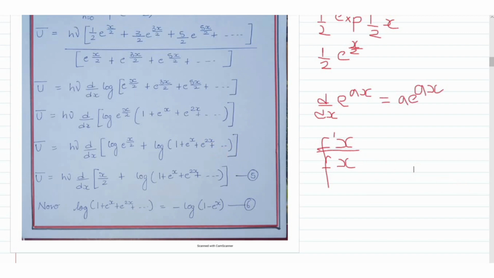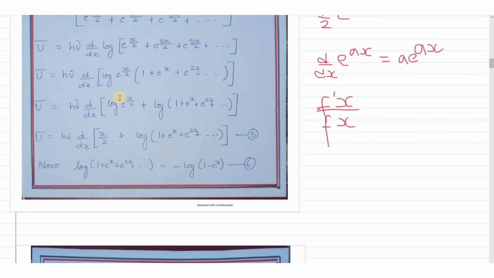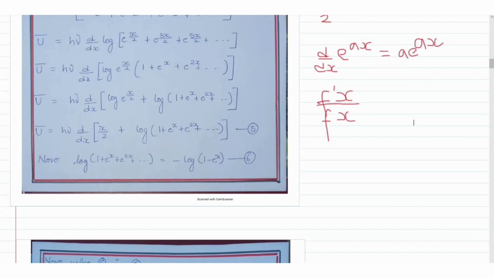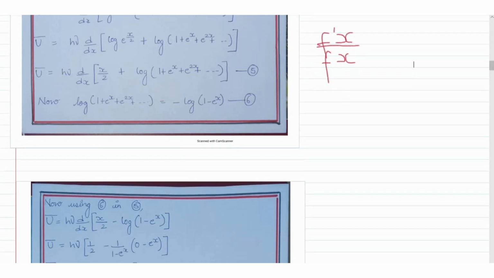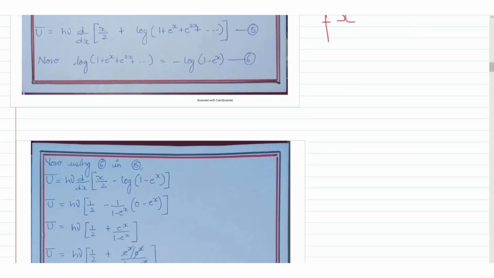U bar is equal to h nu d by dx of, we know that log and e get cancelled out, so x by 2 plus log of 1 plus e to the power x plus e to the power 2x plus so on. This is our equation number 5. Now log of 1 plus e to the power x plus e to the power 2x plus so on is equal to minus log of 1 minus e to the power x. This is our equation number 6.